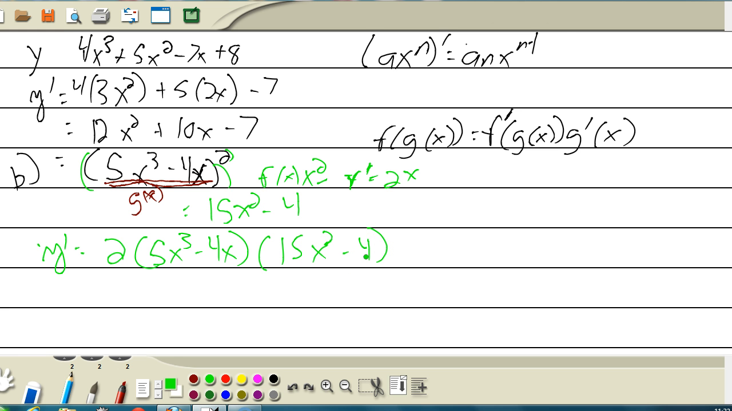Now, hopefully your professor is not being difficult, and you just leave it like this. There's no need really to FOIL anything. You don't need to do that. Just leave it like that. I'm pretty sure it'll be perfectly fine.